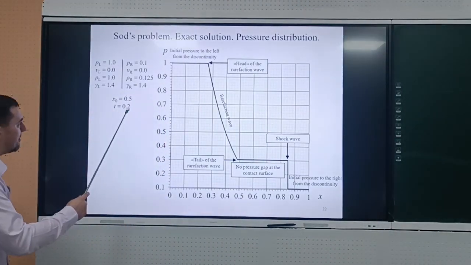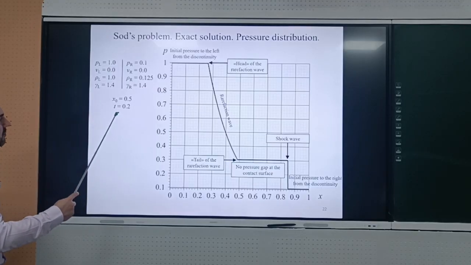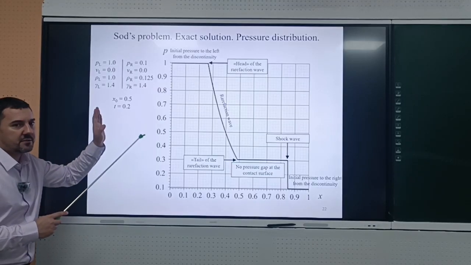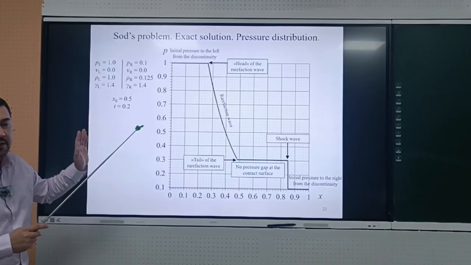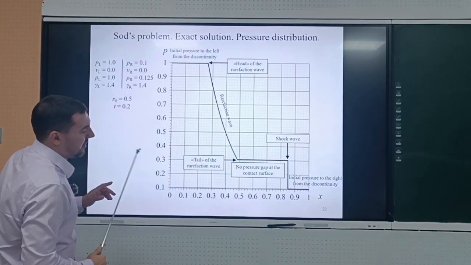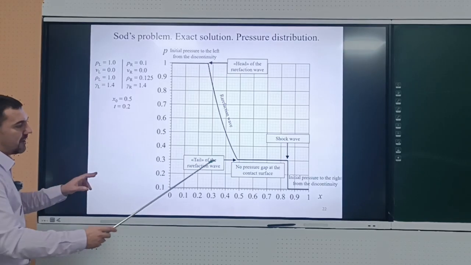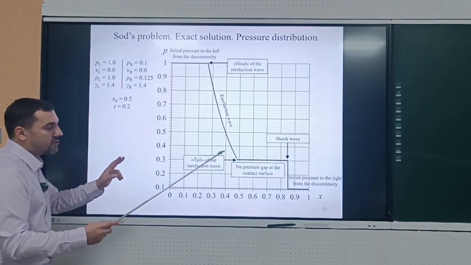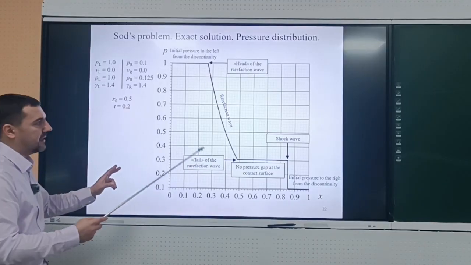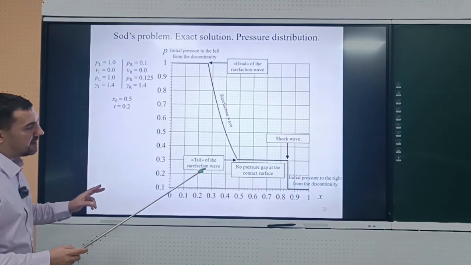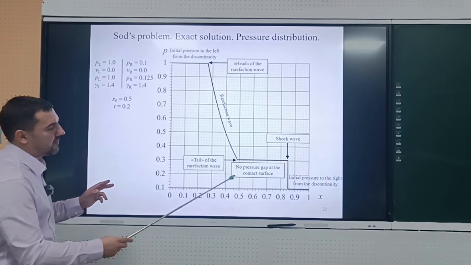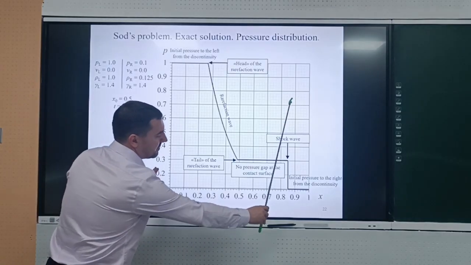So we should choose some time instant, for example, 0.2, once again, not seconds or microseconds, some dimensionless time. And this is the solution for this time. And we didn't discuss the boundaries, right? Usually we have some boundaries. So the solution remains self-similar up to the moment when the disturbances reach these boundaries.